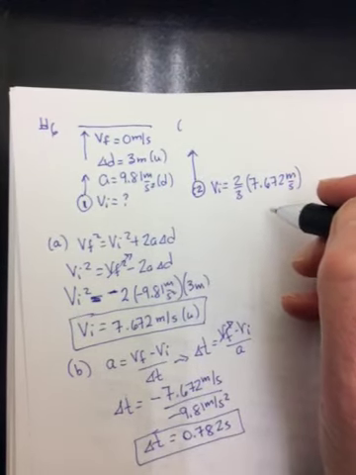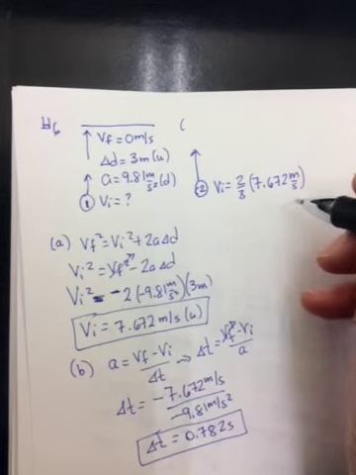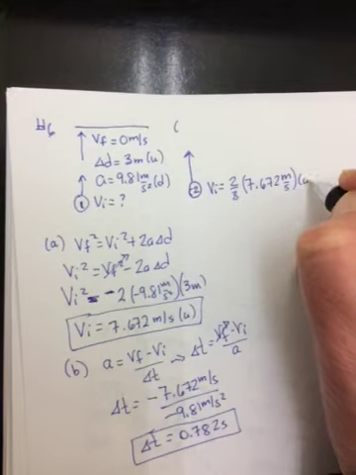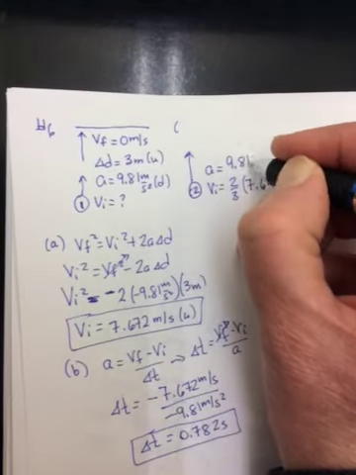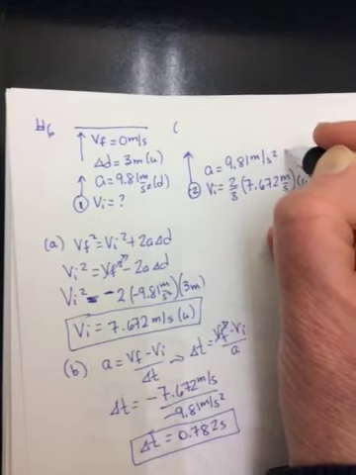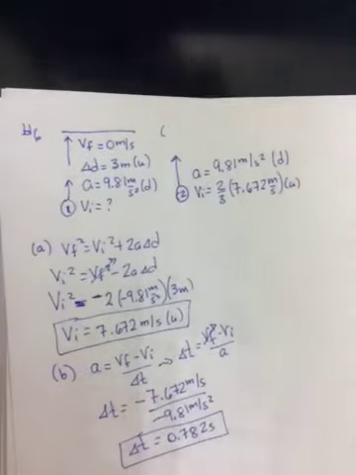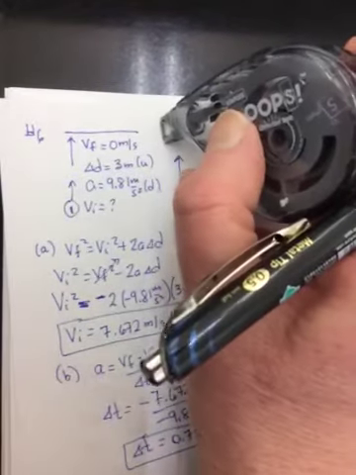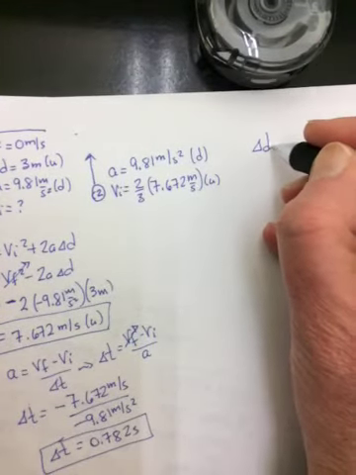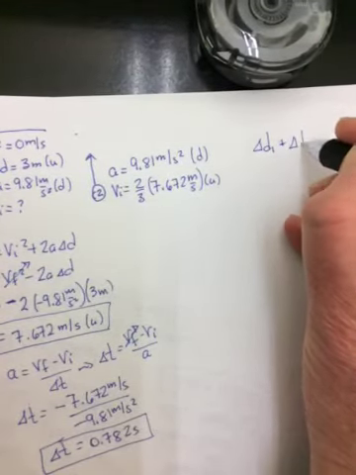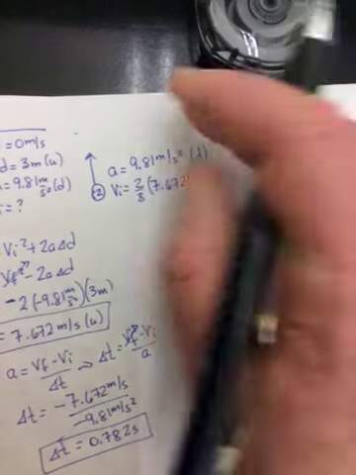How long after the second ball is thrown up did the two balls pass each other? So this is up. A is going to be equal to 9.81 meters per second squared going down. And we don't know how far it's going up. But what we do know, if they're passing each other or meeting each other, then we know that delta D of the first ball on its way down and delta D of the second ball on its way up must be equal to the 3 meters.